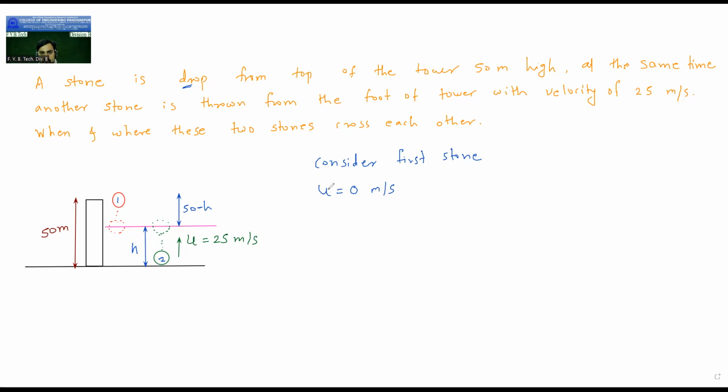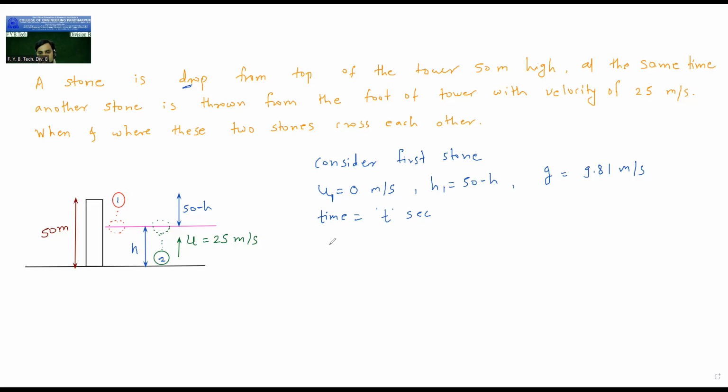For the first stone, I will say this is u1, which is 0. h1 means this height, it is 50 minus h. Then g is the acceleration due to gravity, 9.81 meter per second squared. It is positive because it is moving down. This is the first stone, and time is t seconds.